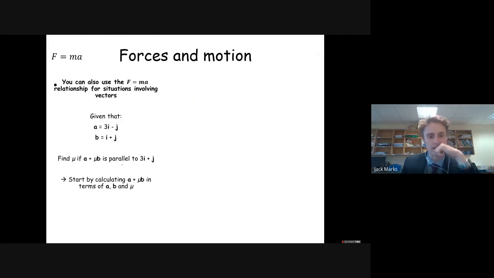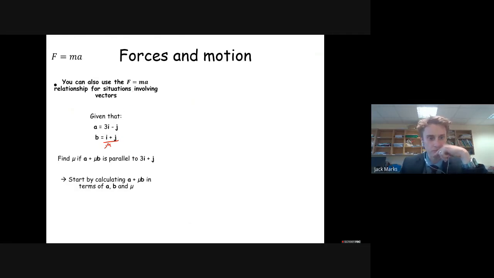And finally, we've got one here talking about things being parallel. So A and B are two forces. Find mu if A plus mu B. So we're going to multiply this one here by mu and then add A to it as well. It's going to be parallel to this.